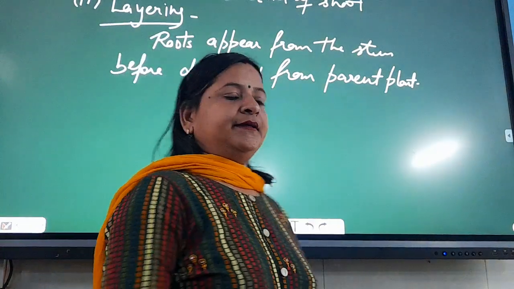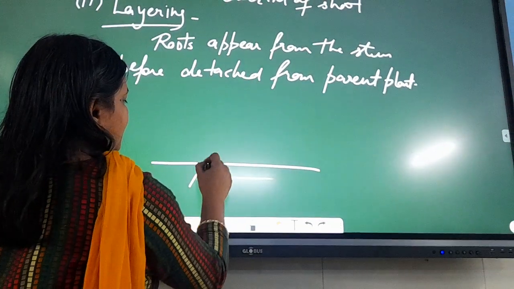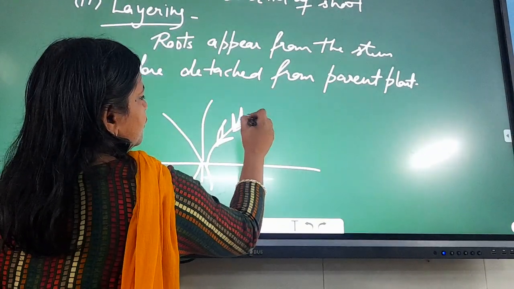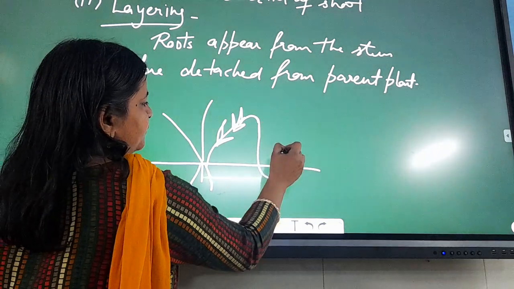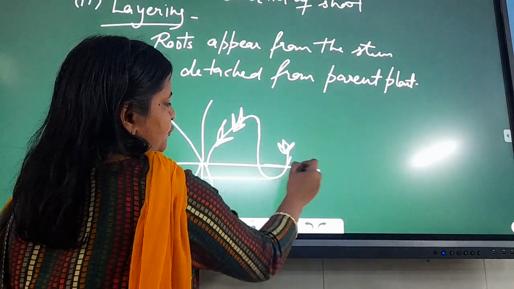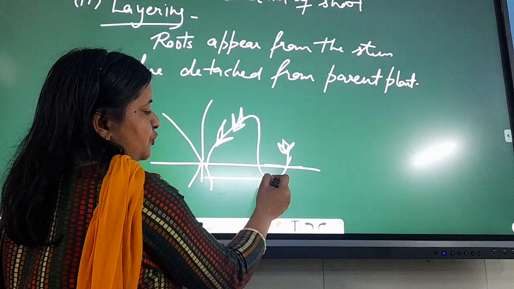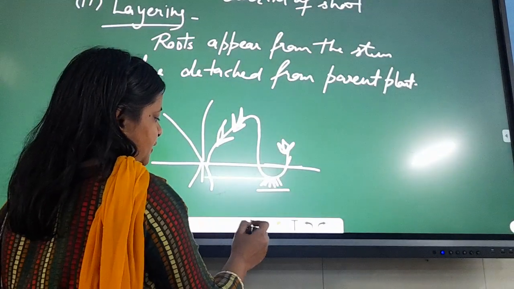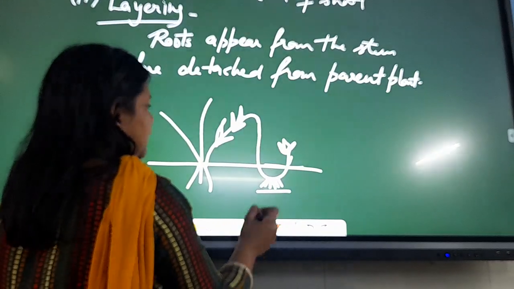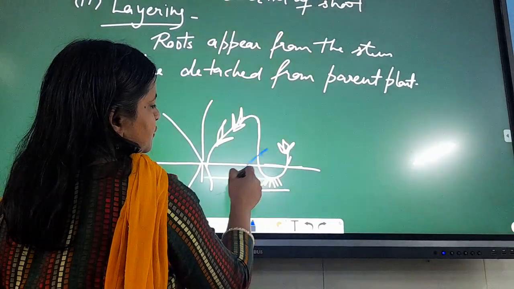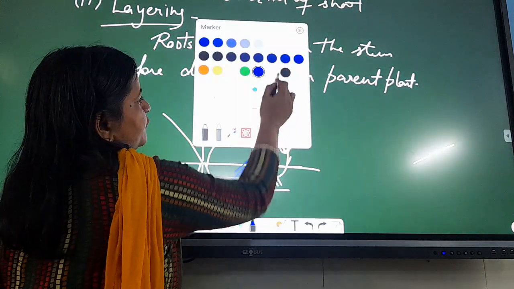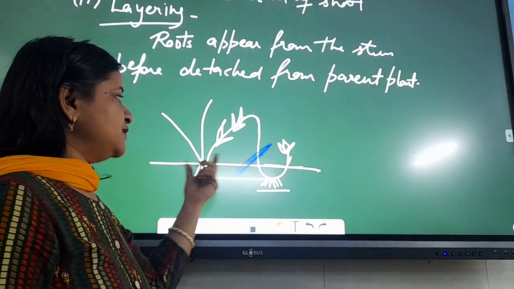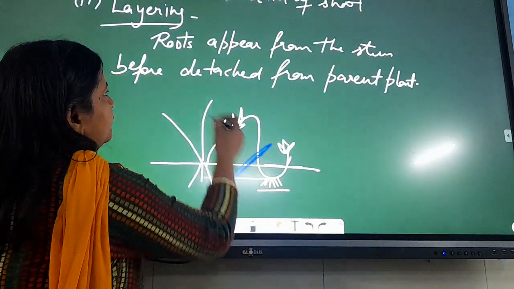So, in layering, we generally use those plants which have some flexible stems. Out of these, one of the stems has one part of it buried in the soil. After a few days, the roots appear in this, and after the roots appear, we can detach it from here. So, we will get a new plant from the parent plant without disturbing the parent plant. So this is a method.